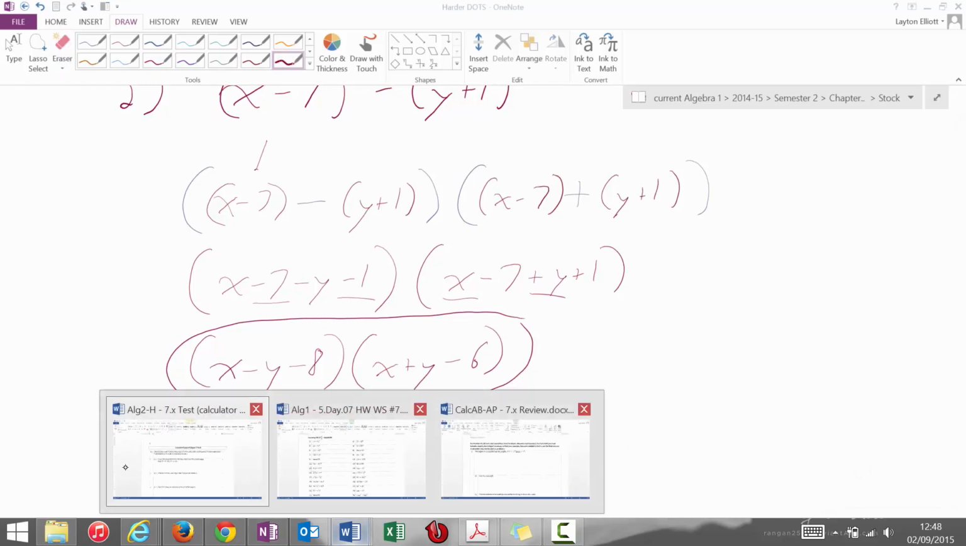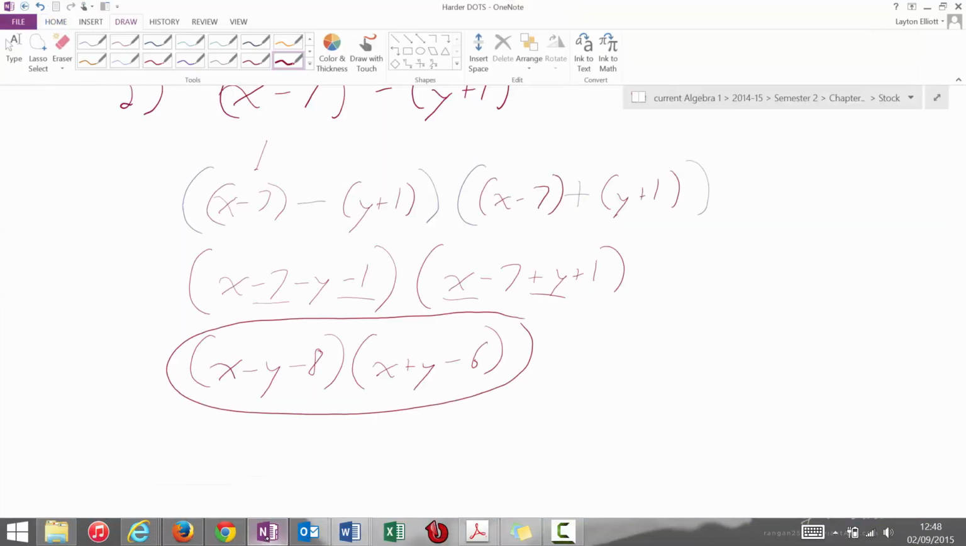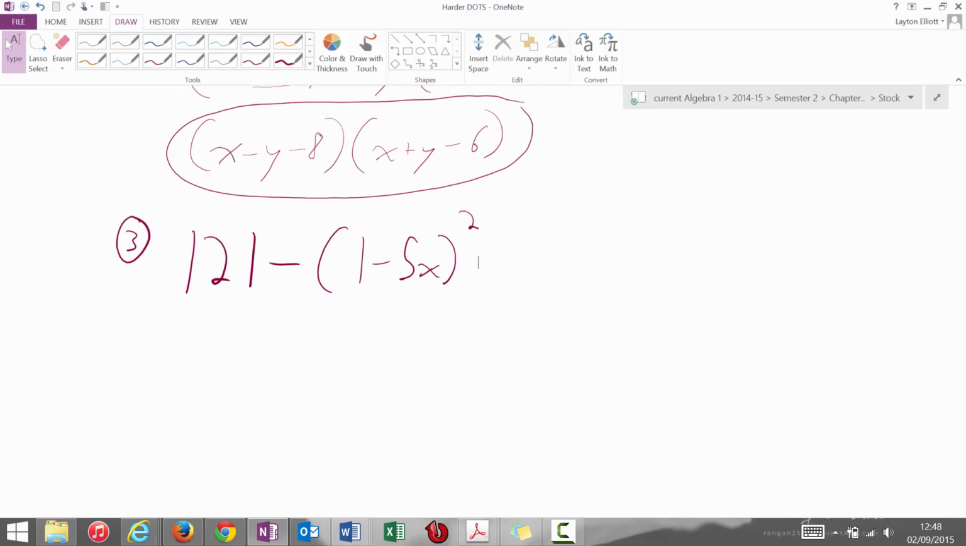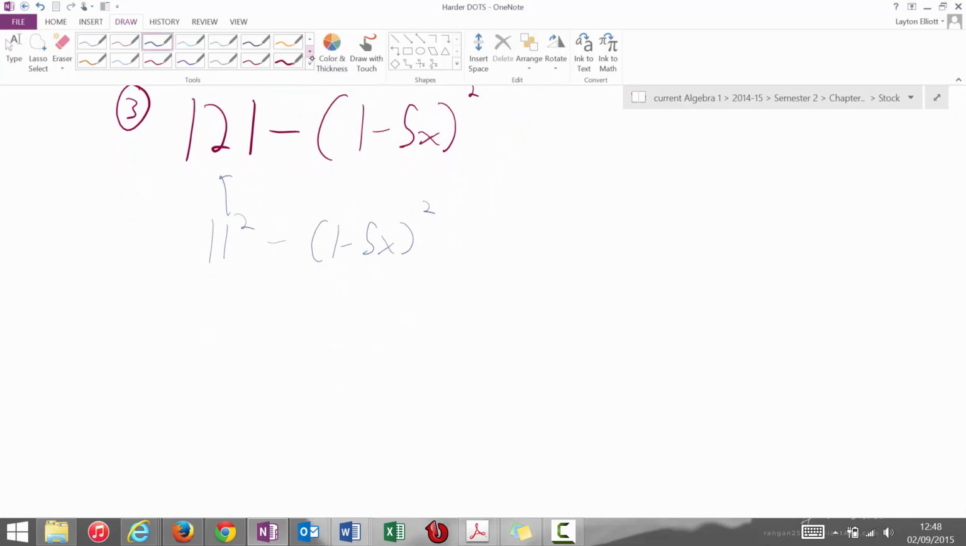Sometimes I might notice something where it's in the opposite way, meaning it's going to be a number first, like maybe 121 minus, in parentheses, (1 − 5x)². That doesn't look like a difference of two squares as much, but it still is. I mean, 121 is 11 squared, and this is still (1 − 5x)². And this is another way to write a difference of two squares. But we're still going to split it into a binomial and another binomial, one with a minus and one with a plus.